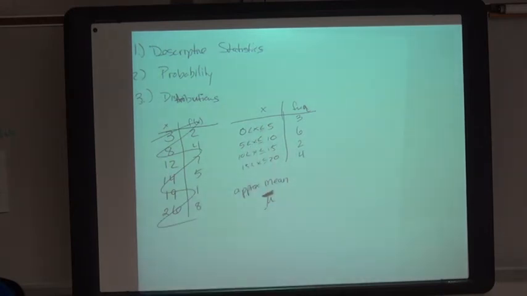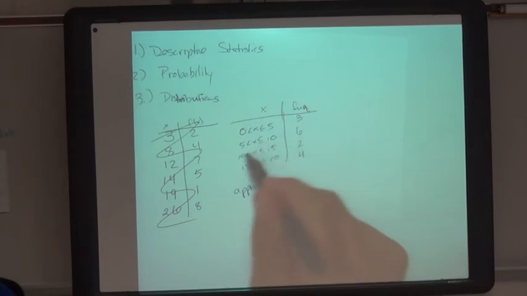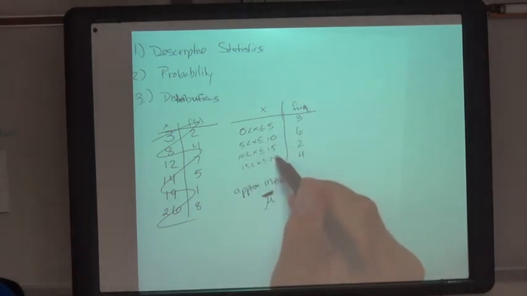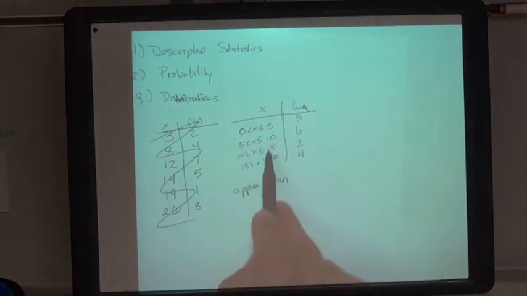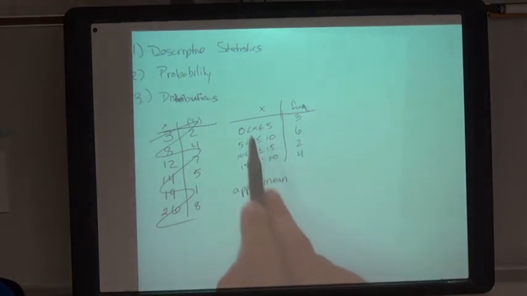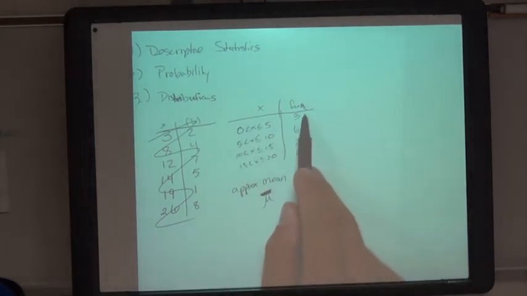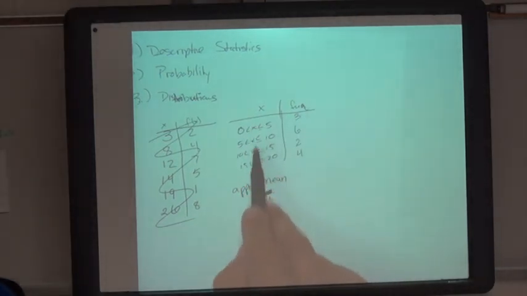Now don't be surprised if they give you intervals of different widths. This could be a width of 5, this could be a width of 8, this could be a width of 12, and this could be a width of 3. It's the midpoint of whatever the interval happens to be, and you assign all of the values in it as that value.